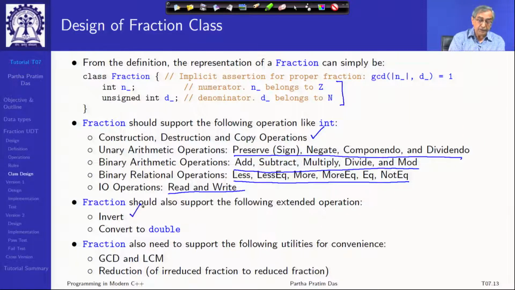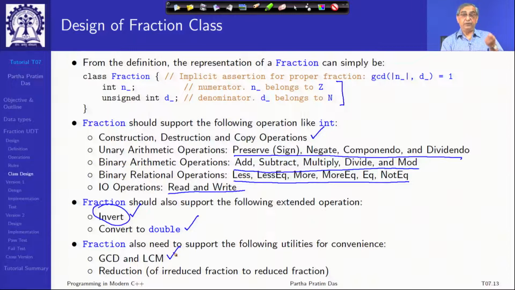We can invert a fraction, that is flip it, numerator and denominator, we can convert it to double, and so on. So, these are some of the very quickly identifiable operations of a fraction type, which have close similes in the int class, not in every case. For example, int does not have an invert kind of functionality, but most others are basically borrowed from the int data type. And along with that, we need some convenience functions like GCD and LCM.